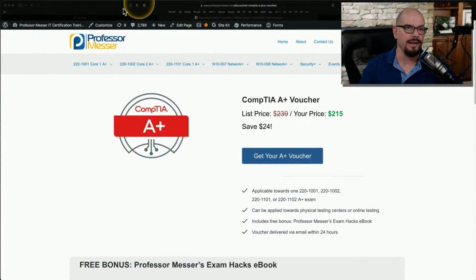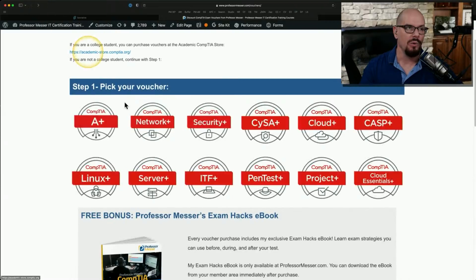If you're anywhere else in the world and you need vouchers, you're going to have to find a partner in your country or buy the vouchers directly on the Pearson Vue website. That's really my best recommendation for you when you're working through them.